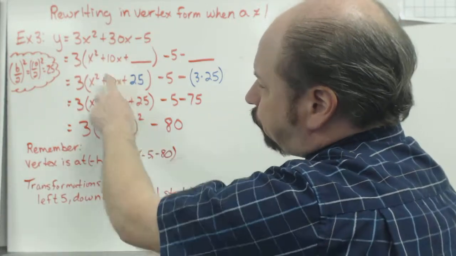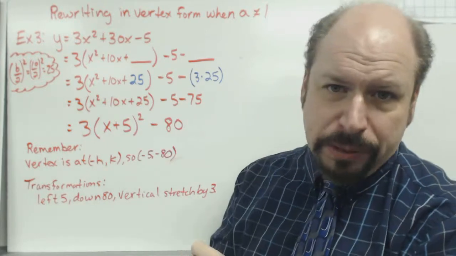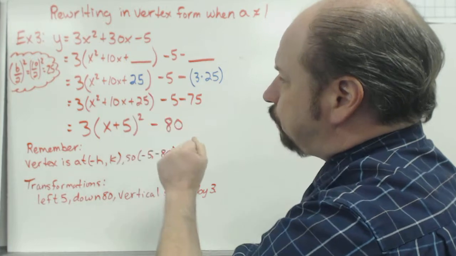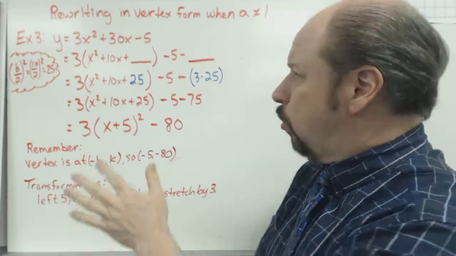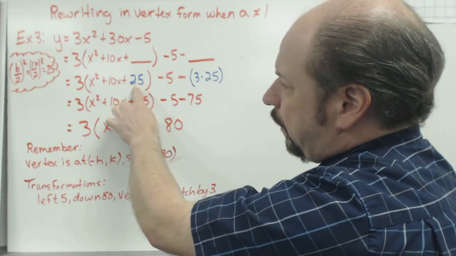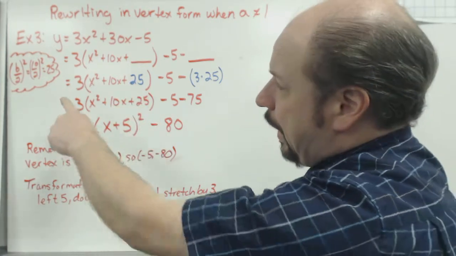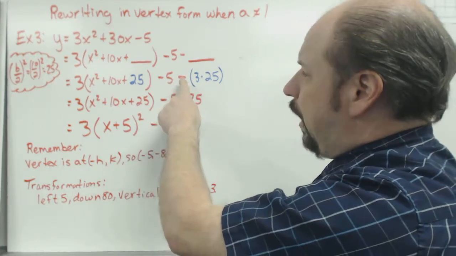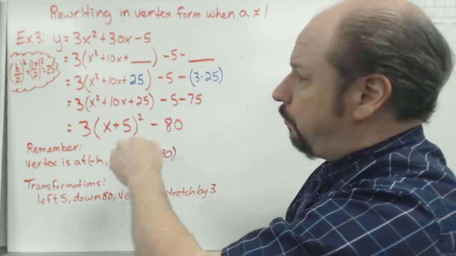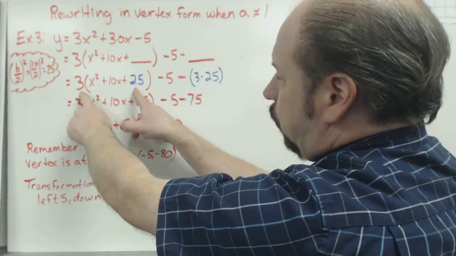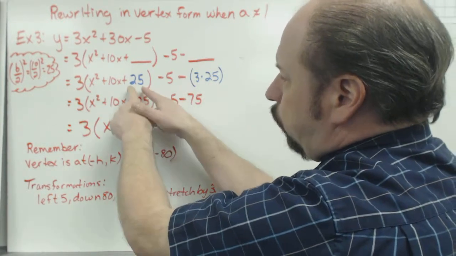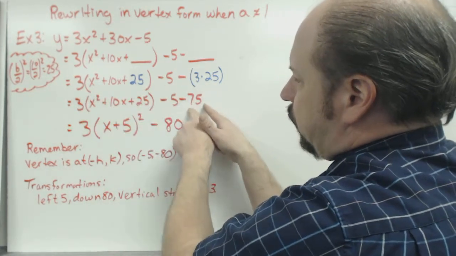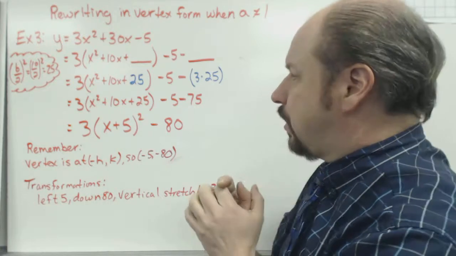So of course, we're going to take half of b and square it. So half of 10 is 5. 5 squared is 25. But here's the thing. We're not really adding just 25 here. We're really adding 3 times 25. So when we subtract it over here, we have to subtract 3 times 25 because of this right here. Okay, so even though we're adding 25 in here, it's really 75. So we have to really subtract 75 on the outside.